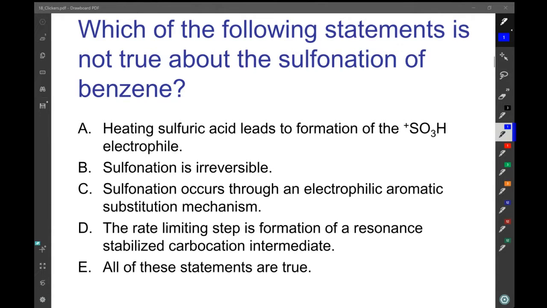So which of the following statements is not true about the sulfonation of benzene? I need 8 more responses. Which of the following is not true?